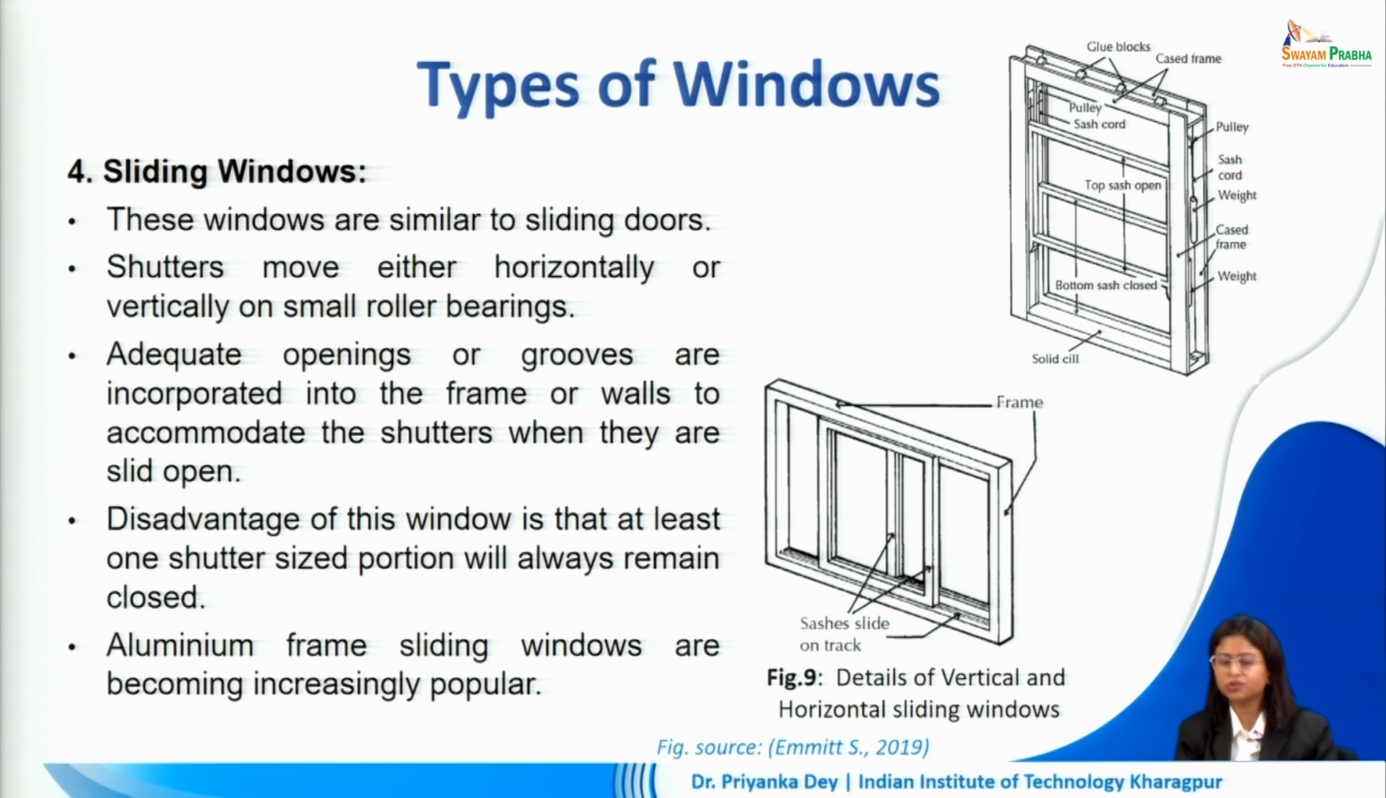The main disadvantage with this type of window is that at least one shutter sized portion will always remain closed. Now unlike a sliding door, where we can slide the door beyond the face of the opening, in case of a sliding window that option is not there. It is always going to be contained within this opening. So definitely we cannot open the entire window. We always will have to keep at least one shutter sized portion of this opening closed. Now aluminum frame sliding windows are increasingly becoming popular in construction today. They are also a very affordable option.